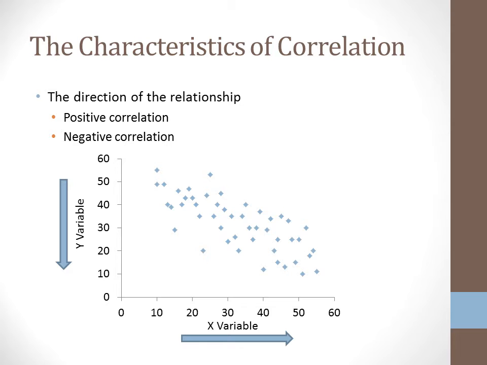Also, the direction of the relationship is identified by the sign of the correlation. A positive value indicates a positive relationship, a negative value indicates a negative relationship.